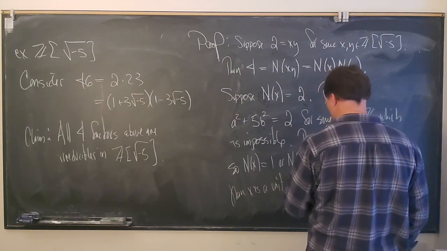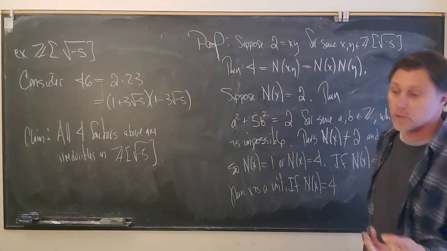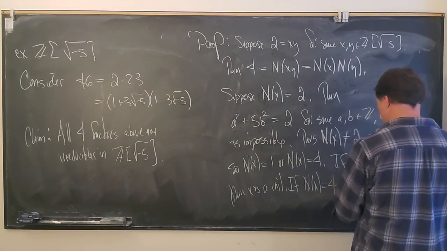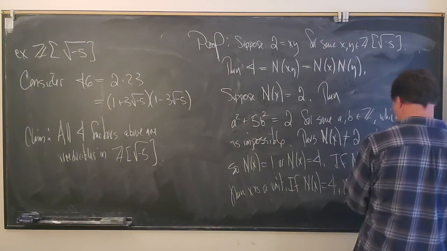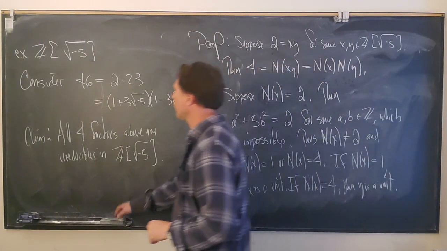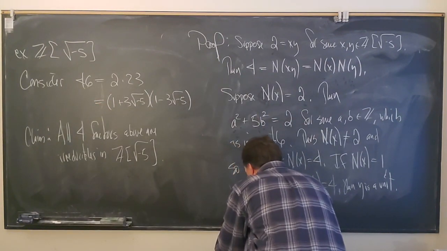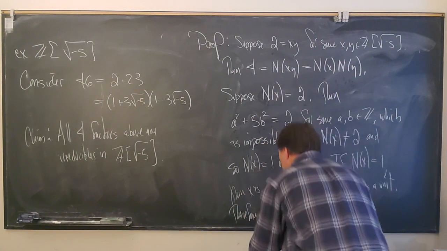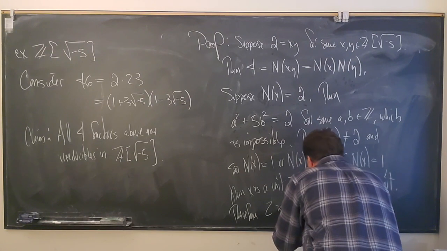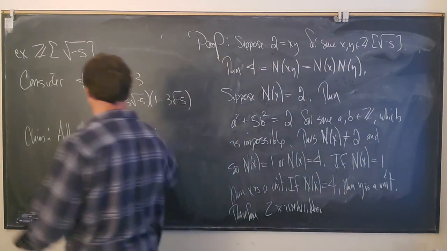If norm of x equals 4, that would force norm of y equal to 1, which would mean that y is a unit. So if norm of x equals 4, then y is a unit. Okay, so that tells us that 2 is irreducible. So now I want to show that 23 is irreducible.